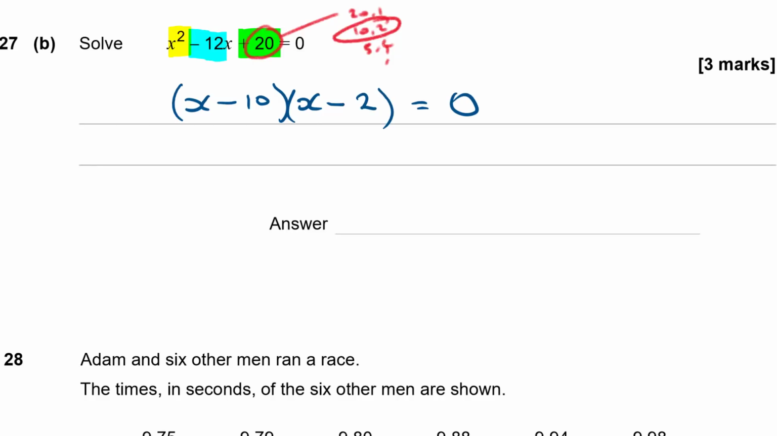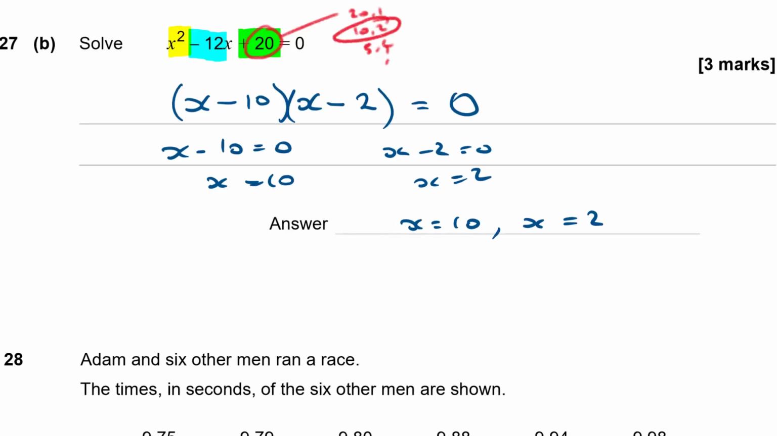So the negative 10 times the negative 2 is going to give me the positive 20, and the negative 10 plus the negative 2 is going to give me negative 12 in the middle. Okay, so if I've got two things multiplied together and that equals 0, we know that one of the things must be 0 to start with. So either x minus 10 is equal to 0, which means x is equal to 10, or x minus 2 is equal to 0, in which case x is equal to 2. So then the answer is x equals 10 or x equals 2.